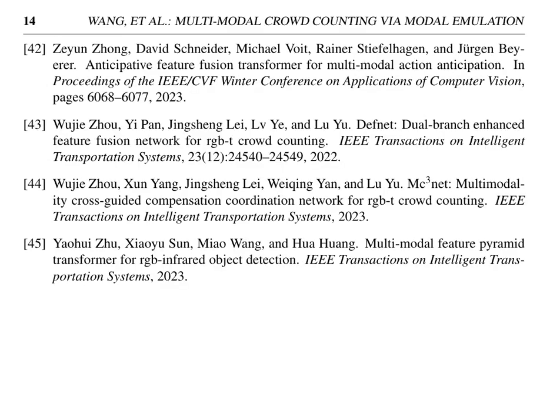The application of multimodal fusion techniques for crowd counting involves the integration of various data sources to accurately estimate the number of people in a given area. This approach leverages the strengths of different modalities, such as images and depth maps, to enhance the robustness and accuracy of the counting process.